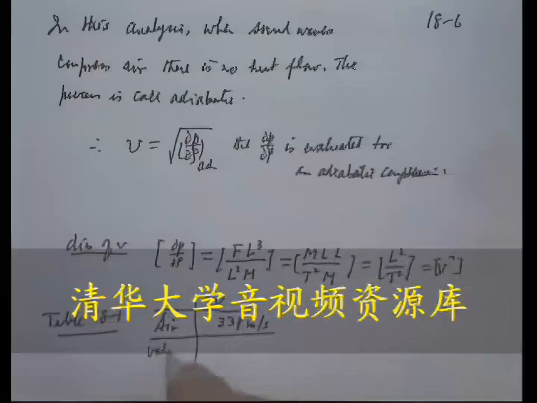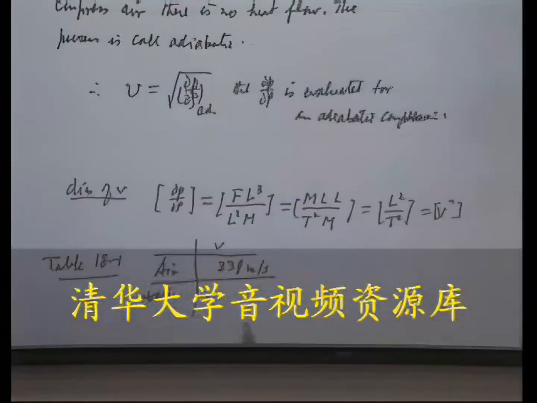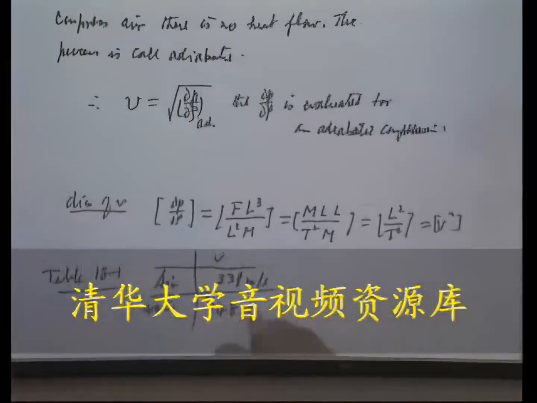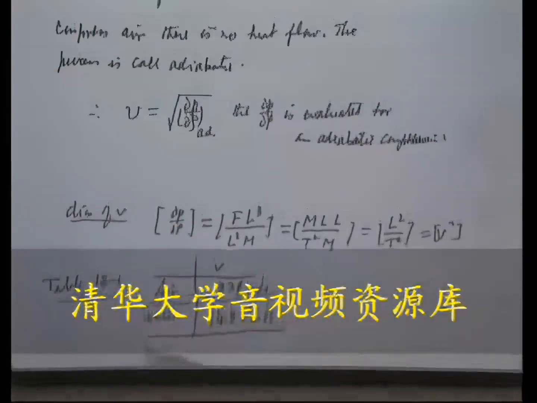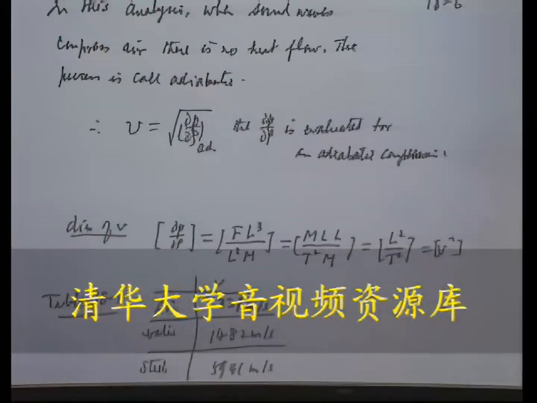You should look at Table 18.1. It tells you the velocity in air is usually 331 meters per second. In water, you have to compress water, which is very resistant, so the velocity is much larger: 1482 meters per second. Steel is even harder to compress, so it is 5941. That they are increasing is perfectly in agreement with our daily experience.